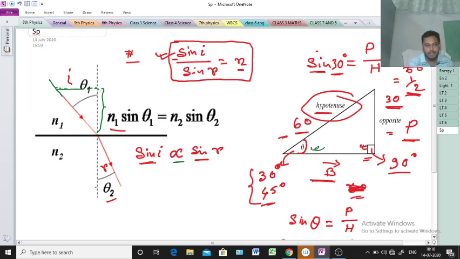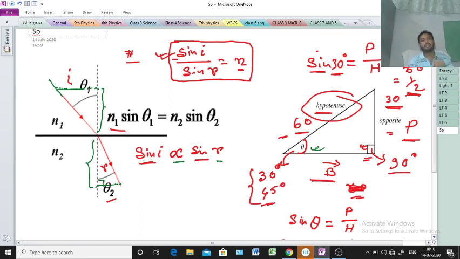Same thing here. Angle of refraction means if you draw this, then what is this? This is basically a right angle triangle. This angle is 90 degree. This may be r or theta 2, whatever you can consider. So sine of angle of incidence is linearly proportional to the sine of angle of refraction. R means angle of refraction. Is it clear or not? Is there any doubt?